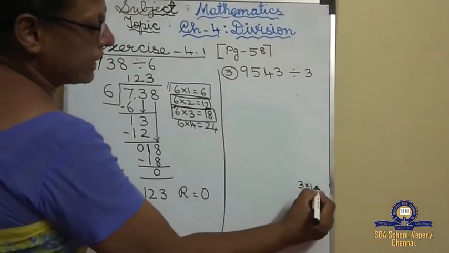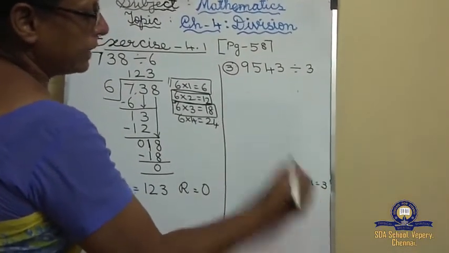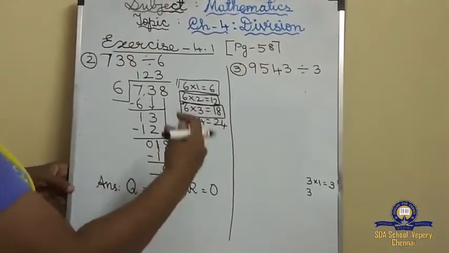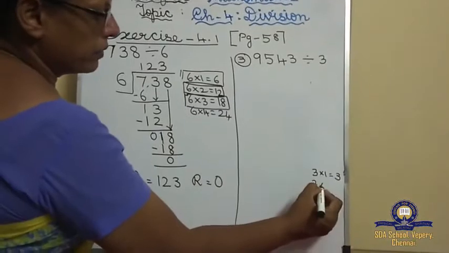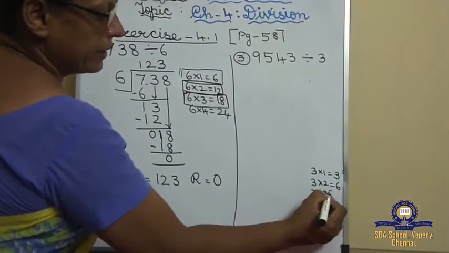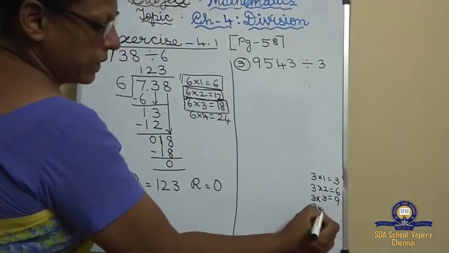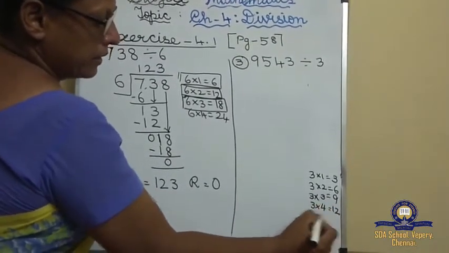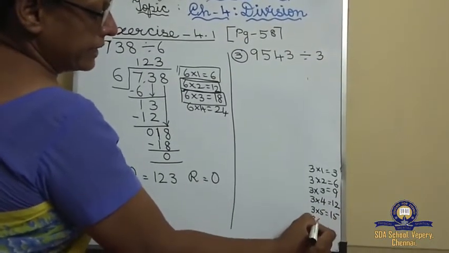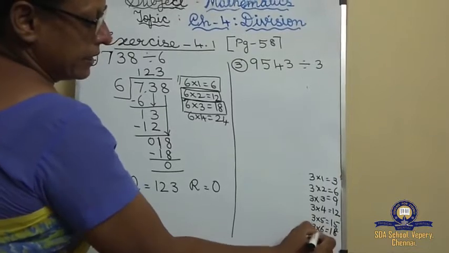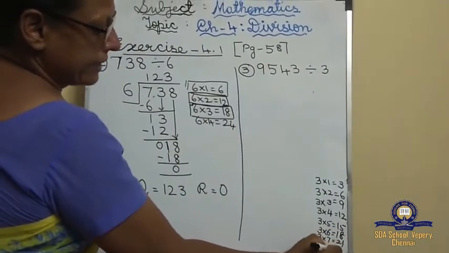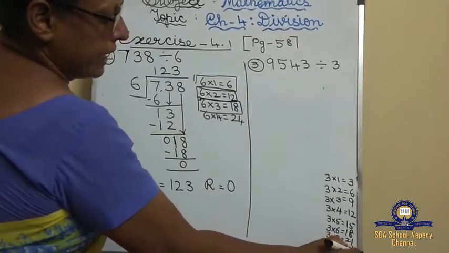But you don't write like this. You write one sum below the other. Don't write as I have written. So 3 2s are 6, 3 3s are 9, 3 4s are 12, 3 5s are 15, 3 6s are 18, 3 7s are 21 and 3 8s are 24. Till here, the 3 table we will write.